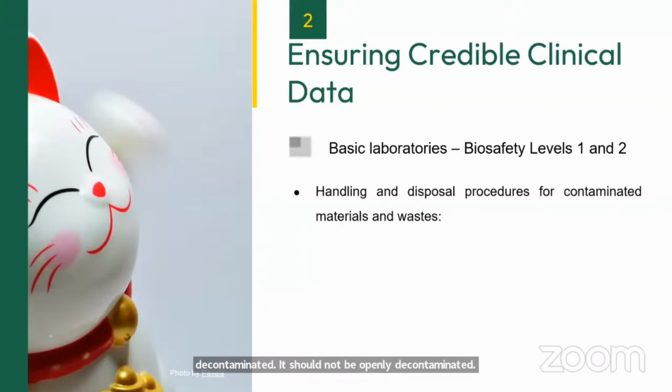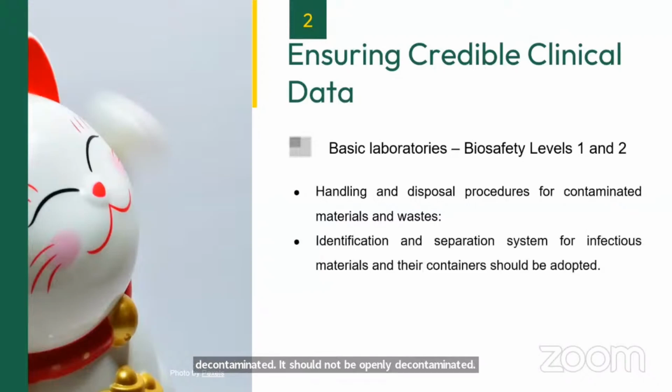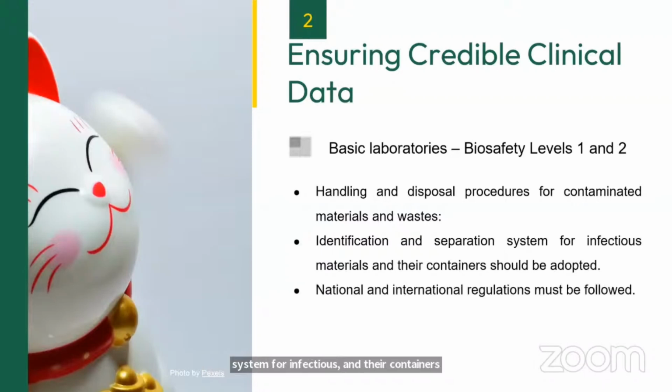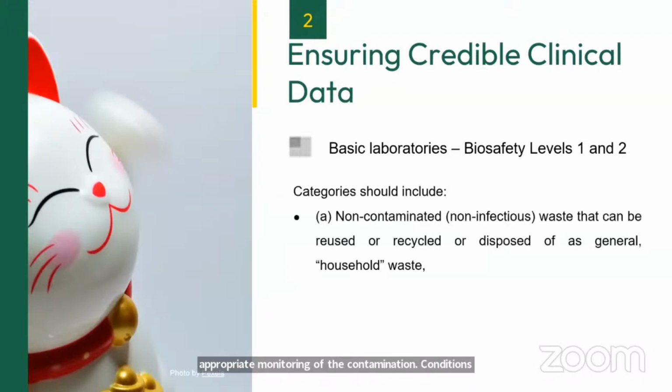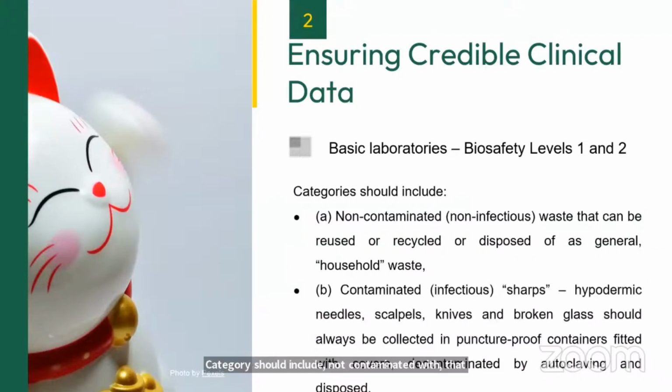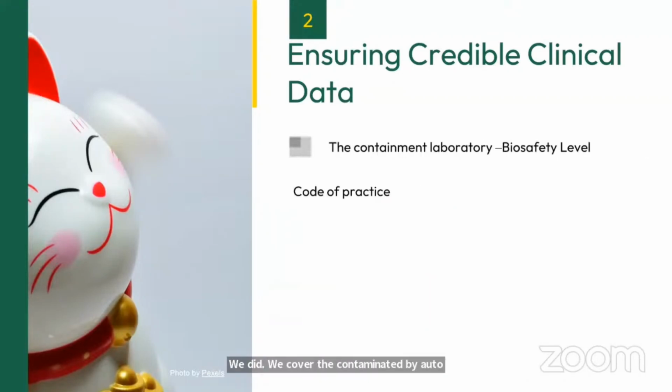For handling and disposal procedures for contaminated materials, an identification and separation system for infectious materials and their containers should be adopted. National and international regulations must be followed as part of decontamination, and appropriate monitoring of decontamination conditions should be done. Categories should include non-contaminated waste that can be reused, recycled or disposed of as general household waste. Contaminated sharps such as hypodermic needles, scalpels, knives and broken glass should always be collected in puncture-proof containers fitted with covers, decontaminated by autoclaving, and then disposed of.